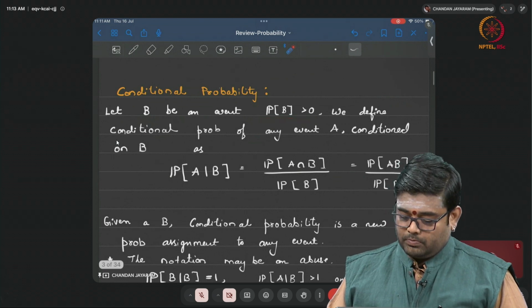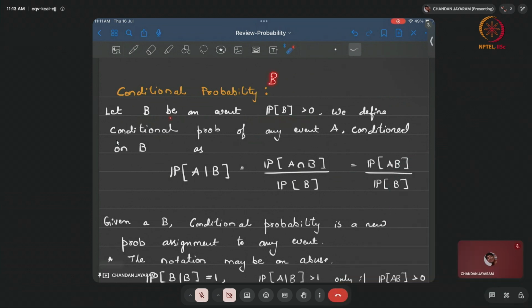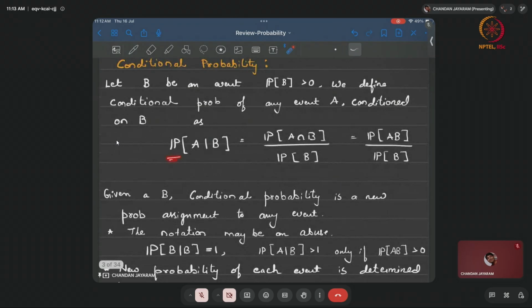If that is the case, now both of them have to be satisfied. B has to belong to F, and the probability of this event B has to be greater than 0. When this is the case, we define what is known as the conditional probability of any event A given B, which is equal to the probability of A intersection B divided by the probability of B. To represent A intersection B, we just write it as probability of AB divided by probability of B.